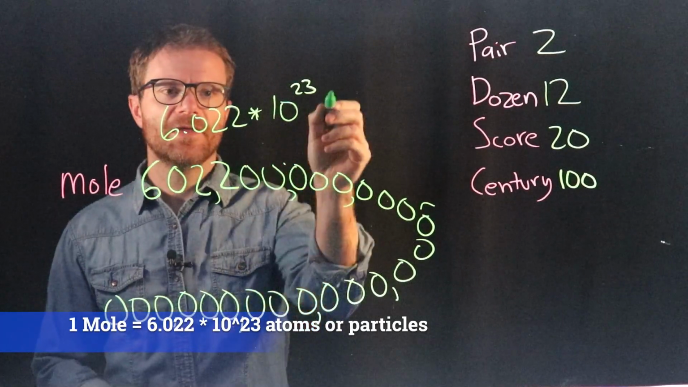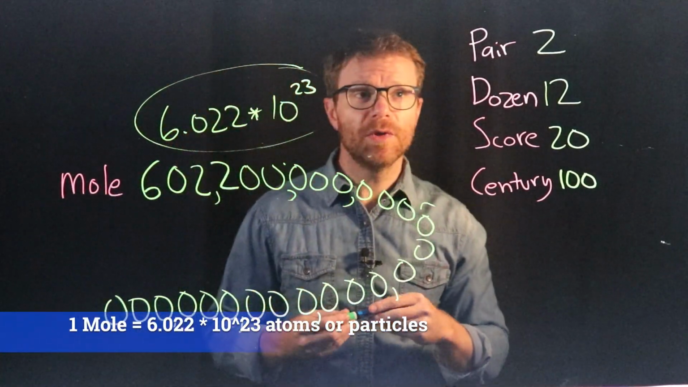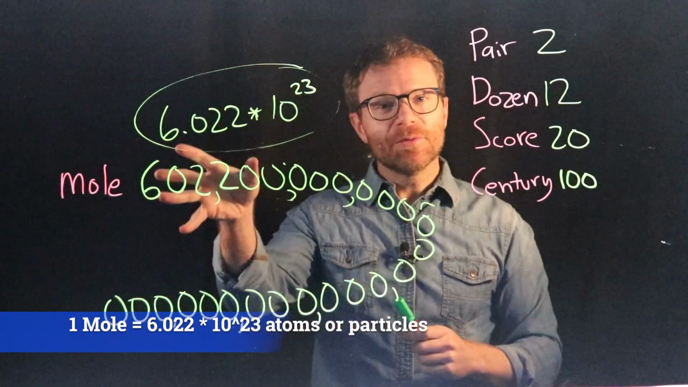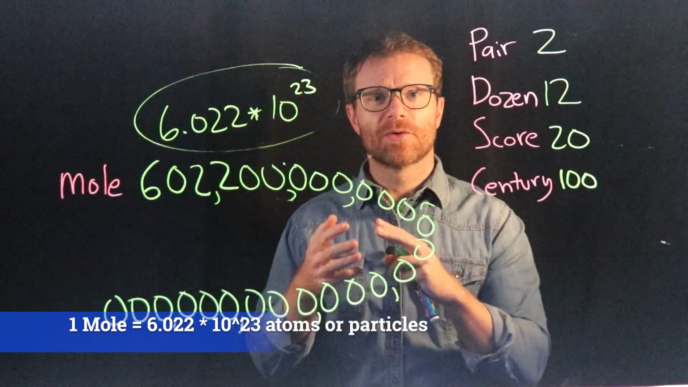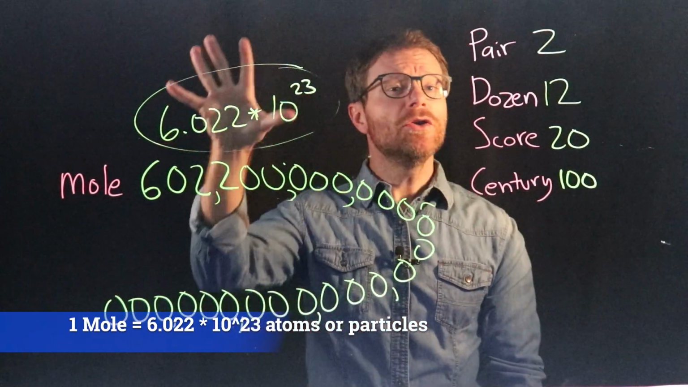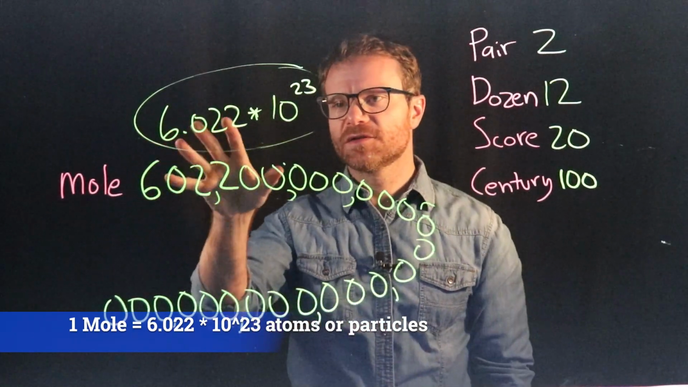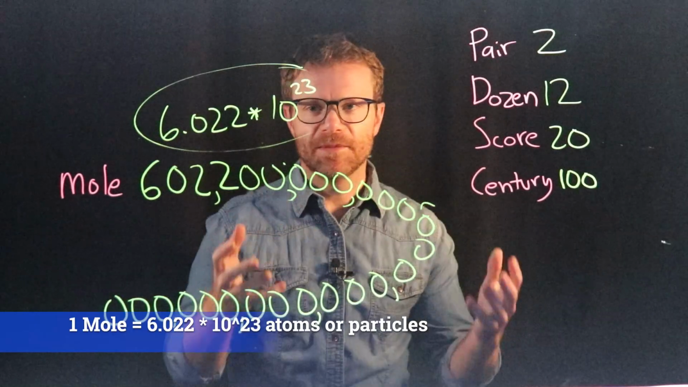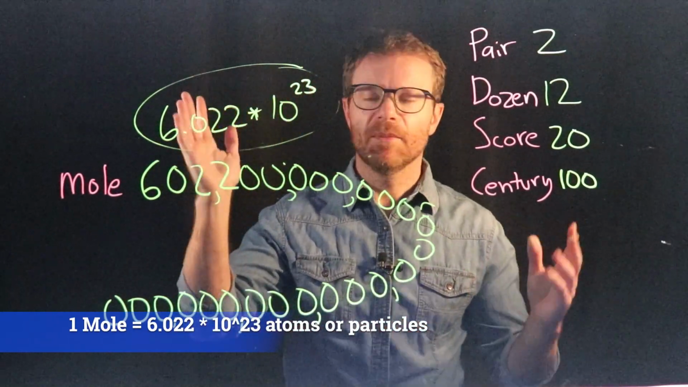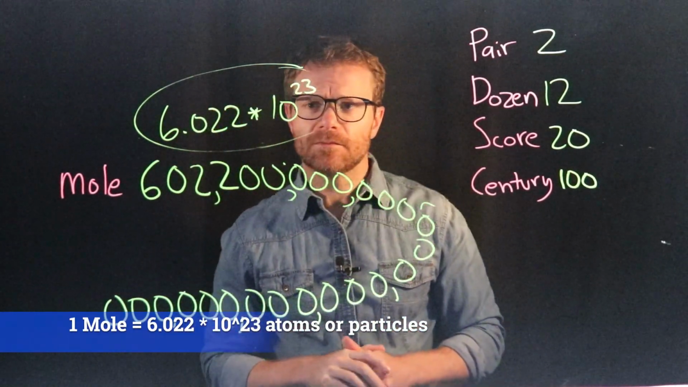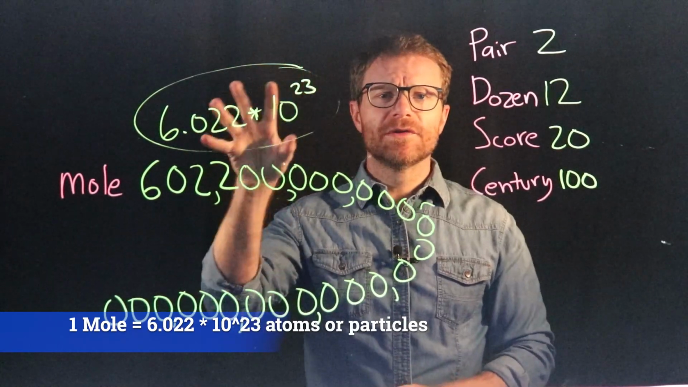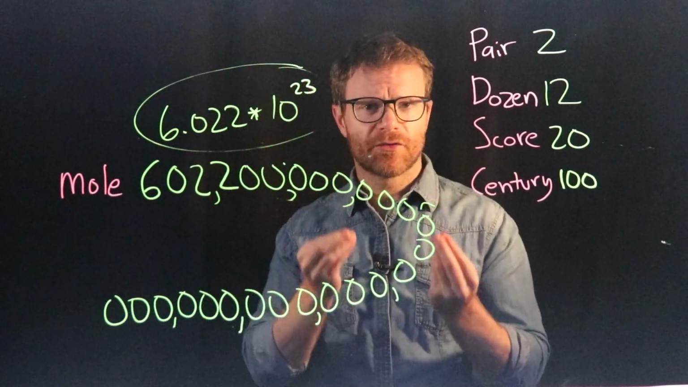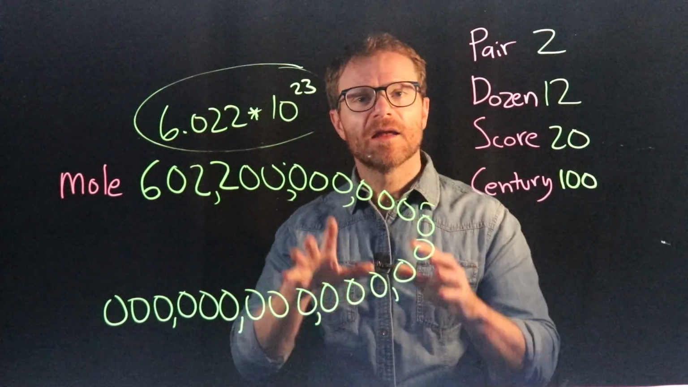It doesn't really matter what that thing is. Again, it could be socks, it could be eggs. Usually we use it to refer to atoms or molecules. Now this huge number, 6.022 times 10 to the 23rd, is called Avogadro's number. It's named after the scientist that came up with the concept. And the reason we use such a big number is because atoms are so incredibly small. Let me explain.